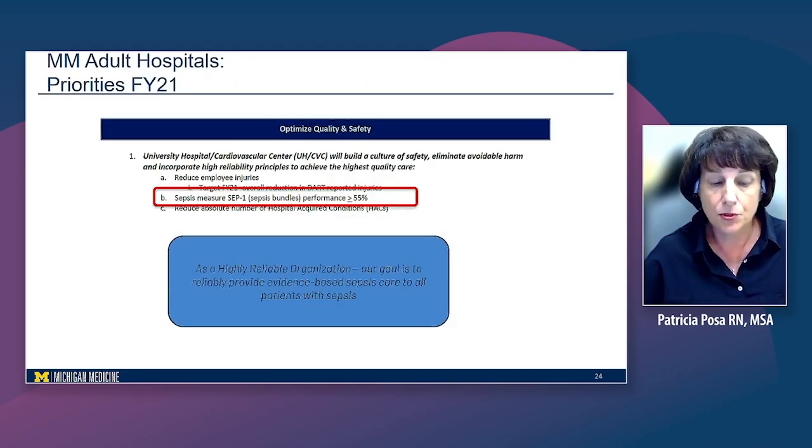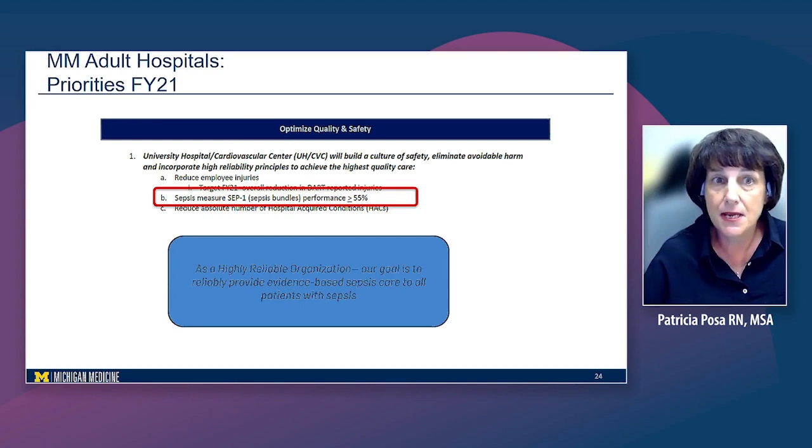So in presenting all of that information, we successfully were able to have sepsis be an organizational priority for the next fiscal year. And it continues to be. We chose first to have our bundle performance be the focus. And so you can see here, we outlined that we wanted our bundle performance to be greater than 55%.